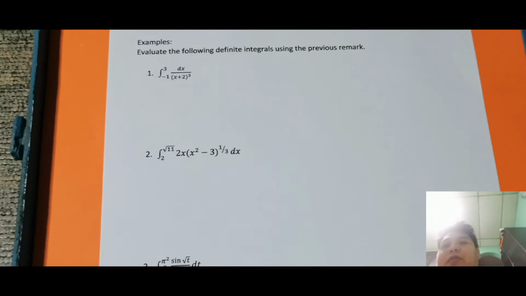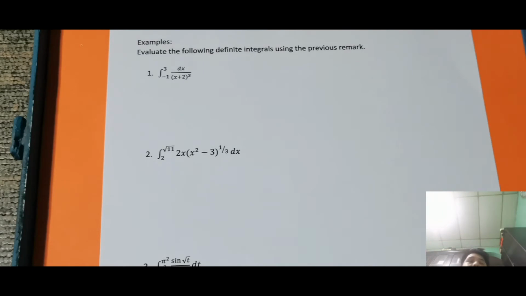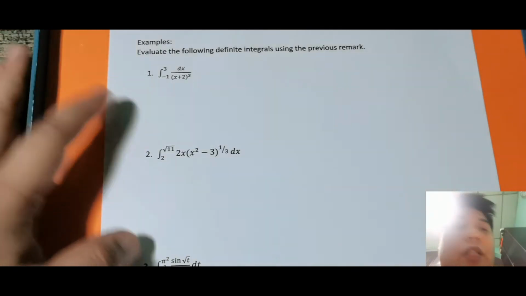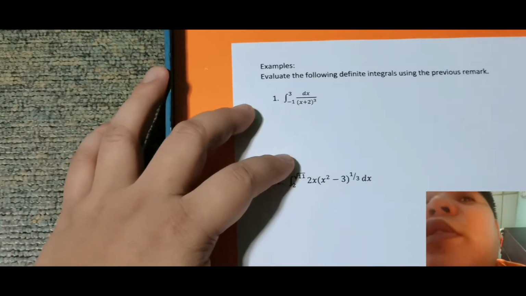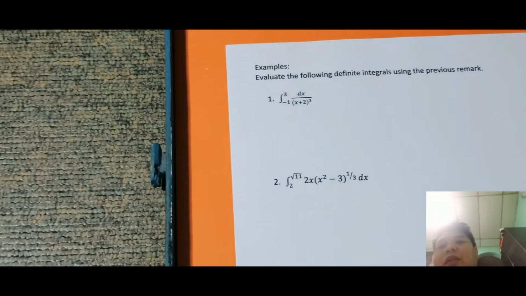Okay, so for examples, or mga example natin dito, evaluate the following definite integral using the previous remark. So, again, sa previous remark natin, ang sabi, gamitin natin yung ating u substitution. So, ito ay parang introduction lang para sa u sub. So, I guess, alam niyo naman na u sub, pero syempre, ina-apply ko lang sa second fundamental theorem of calculus. Okay, so by u sub, so for number 1, we have integral of dx over x plus 2 raised to 3 from negative 1 up to 3.